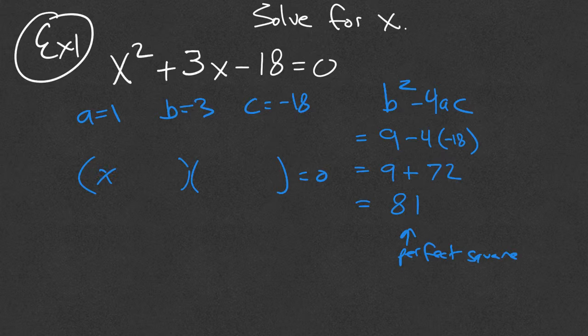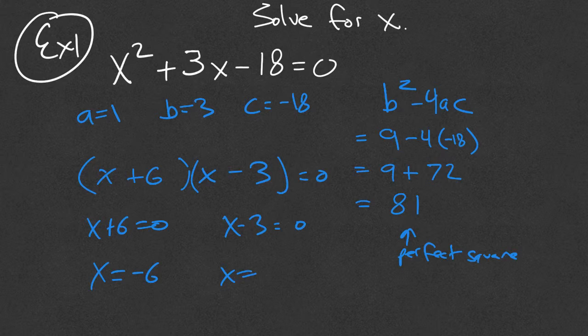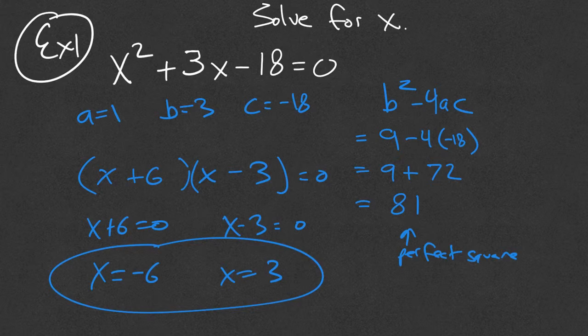We'll go x and x, and 18 would be 1 and 18, 2 and 9, 6 and 3. 6 and 3 sounds pretty good. I could do plus 6 and minus 3, and that should get me negative 18 when I multiply, and 6x minus 3x would give me positive 3x. So then I get my two answers. x plus 6 equals 0, so x equals negative 6, and x minus 3 equals 0, so x equals 3. And here we go.